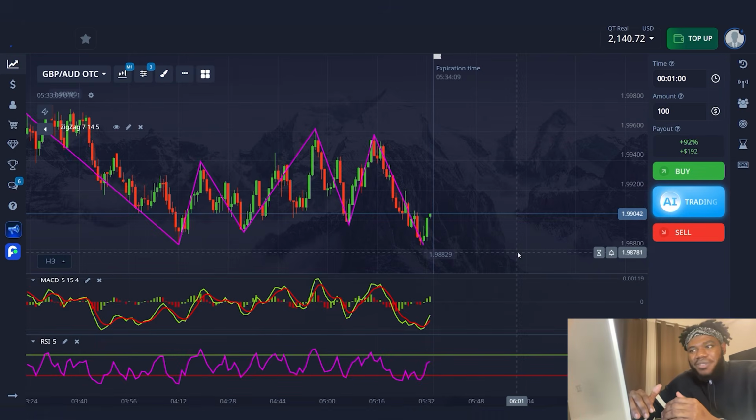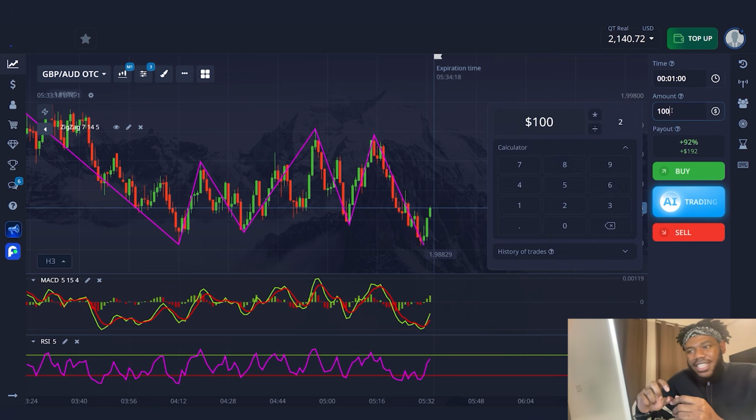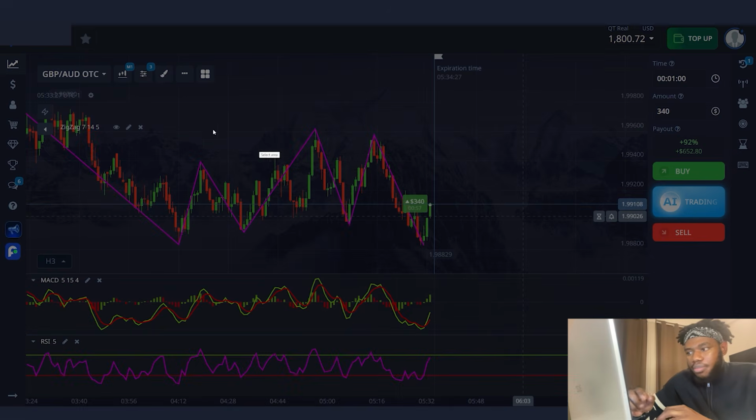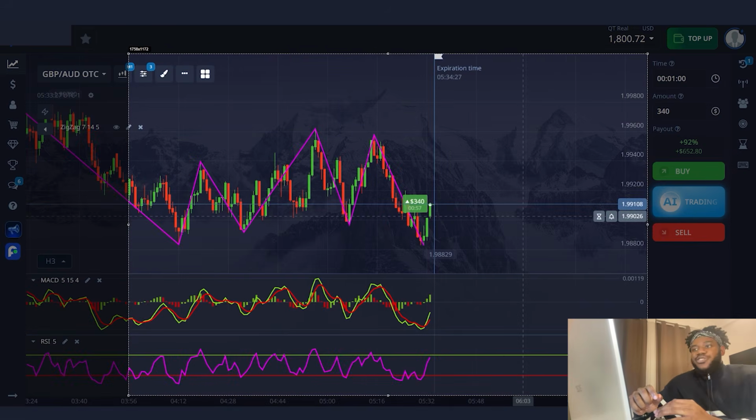After spending some time searching, I am ready to open my first trade. I think in this situation it is possible to make a profit. I use 1 minute of trading time starting with an amount of $340. The forecast is that the price is going to rise. We open the trade by pressing the green button. Okay, super.